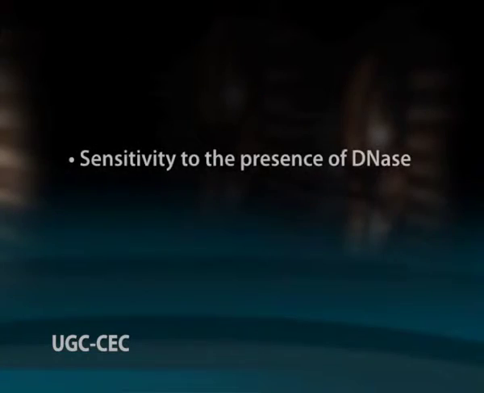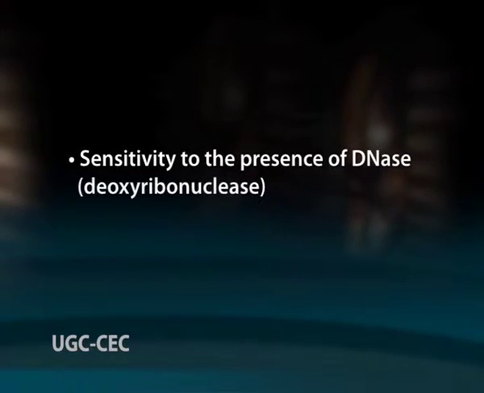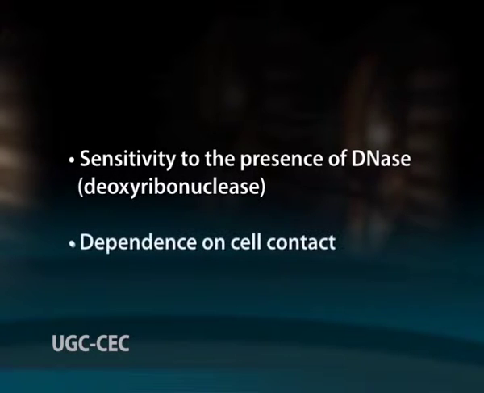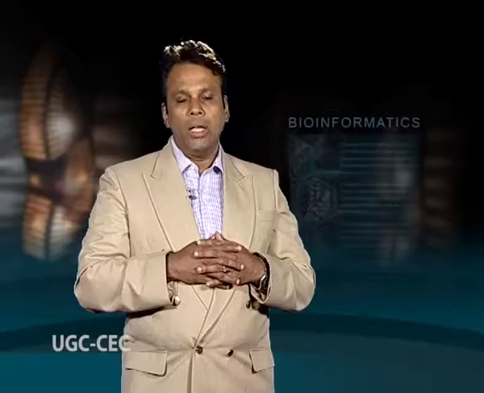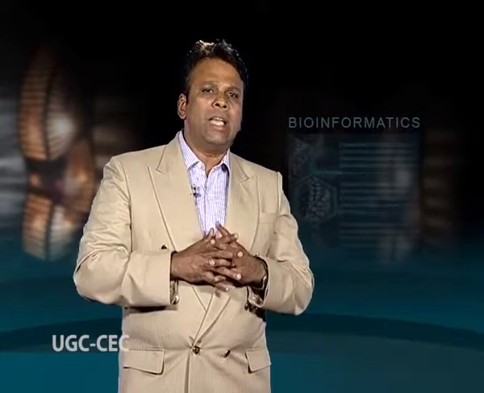The three modes of recombination in bacteria can be distinguished by two simple criteria: sensitivity to the presence of DNase, that is deoxyribonuclease, and dependence on cell contact. These two criteria can be easily tested experimentally. The first criterion can be tested by simply adding DNase to the medium containing the bacteria involved in recombination.